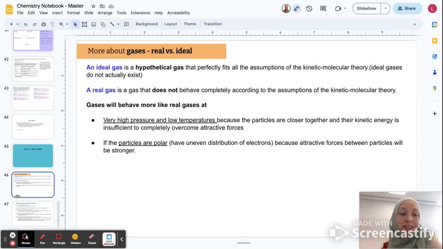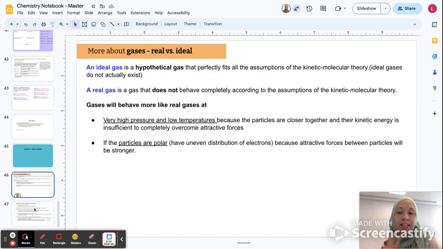Hi, everyone. So, today we're going to talk a little bit more about gases. We have an ideal gas and we have a real gas. This is like what we were talking about last chapter with theoretical yield and actual yield. An ideal gas, when we're doing mathematical calculations, fits all of our rules of gases.